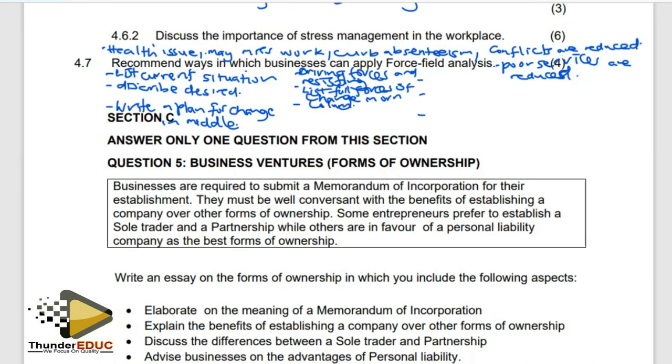After putting them in one column, we assign scores to see which factor is very important. From the most important factor, give it 5, then the least important, give it 1, so that the one with the highest score should be considered. That is how we use the force field analysis.